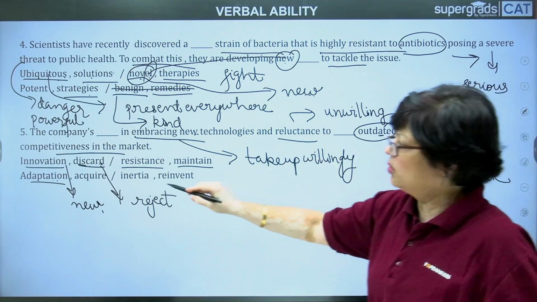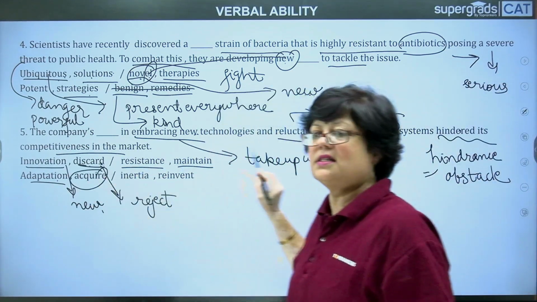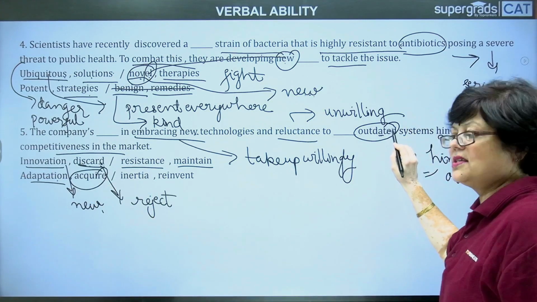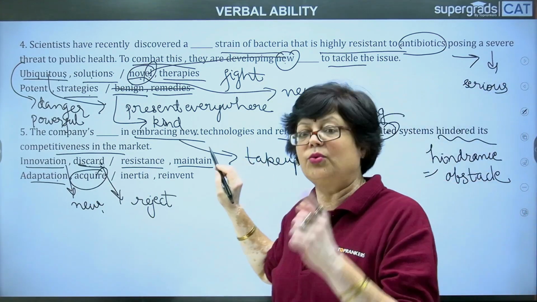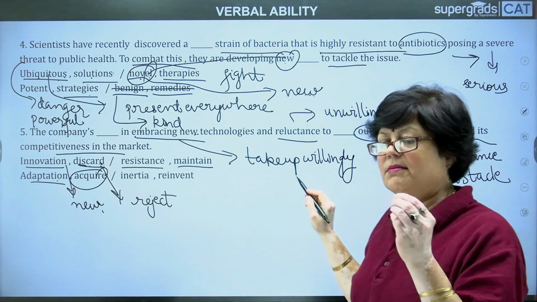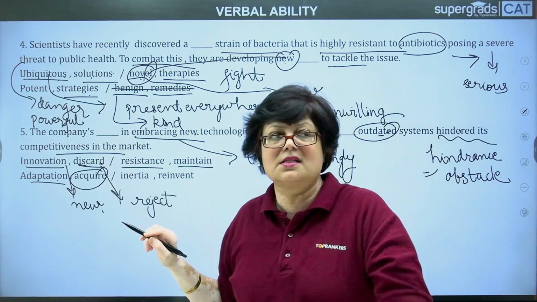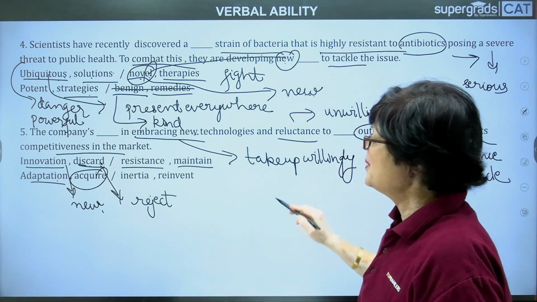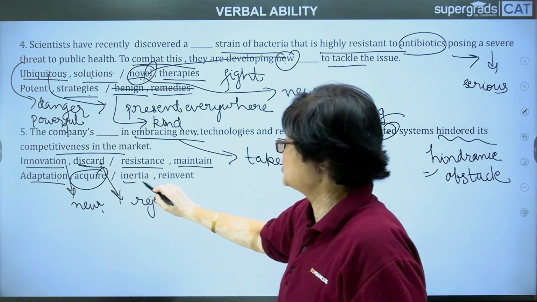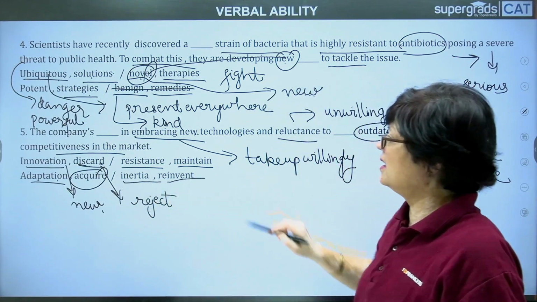No company is acquiring outdated systems. They already have these systems which have become outdated. Please see the difference. There is a minute difference, right? So the systems which they already have, those systems have become outdated. Now come to the last option, inertia and reinvent.